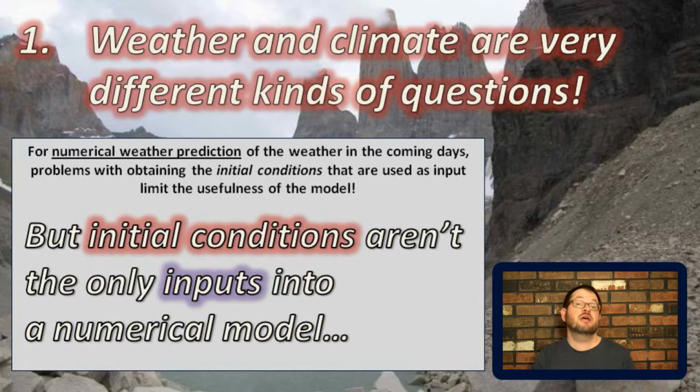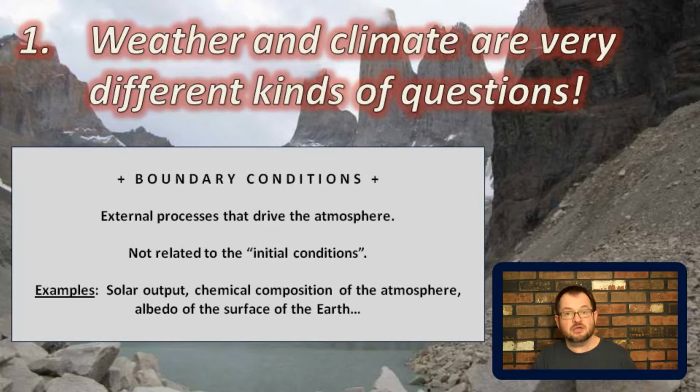We learned so far that numerical weather prediction, the forecasting of weather using models, is an initial condition problem, sometimes called an initial value problem. That is really tricky. We have to have really good observations in order to make appropriate initial conditions that are input to the model. But it turns out initial conditions are by no means the only type of input that goes into a model.